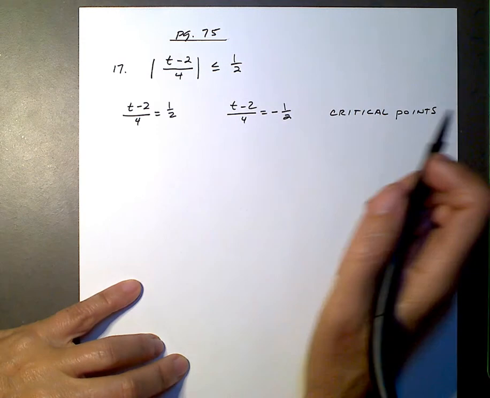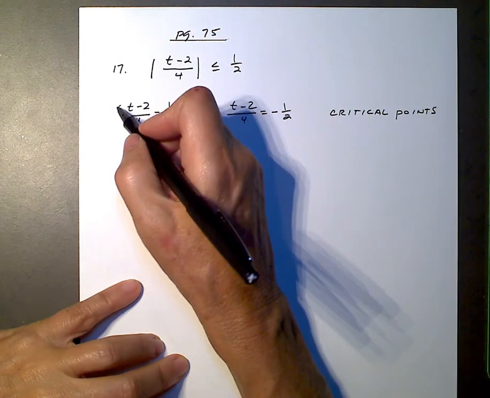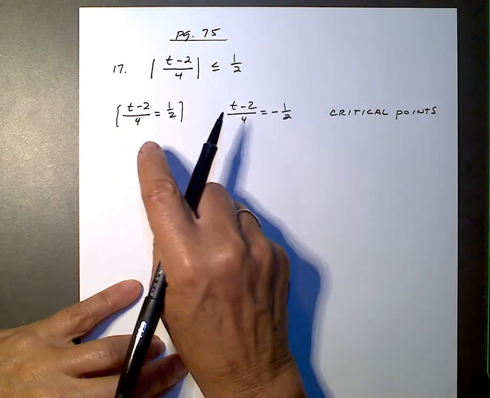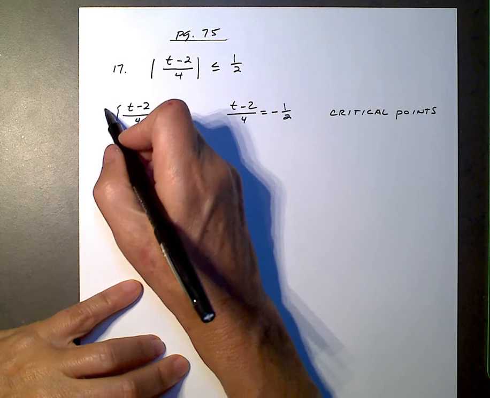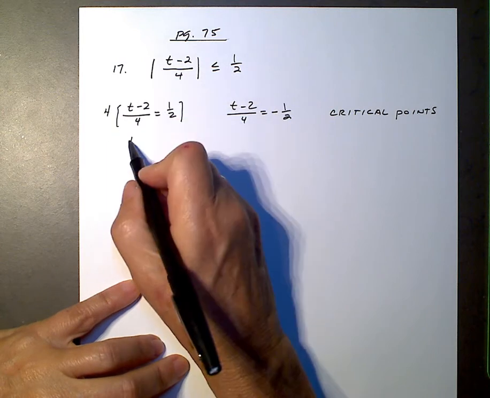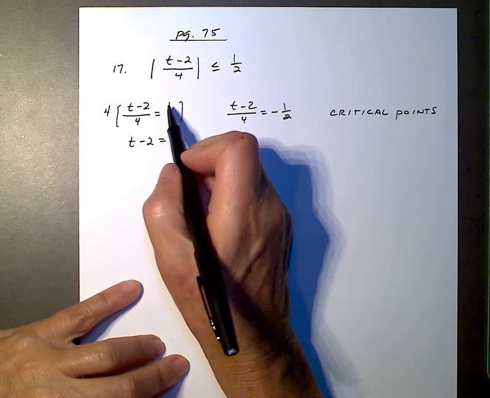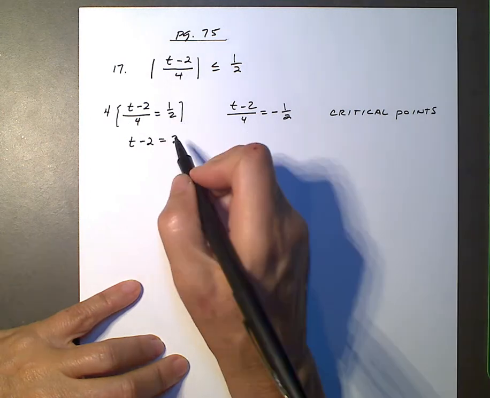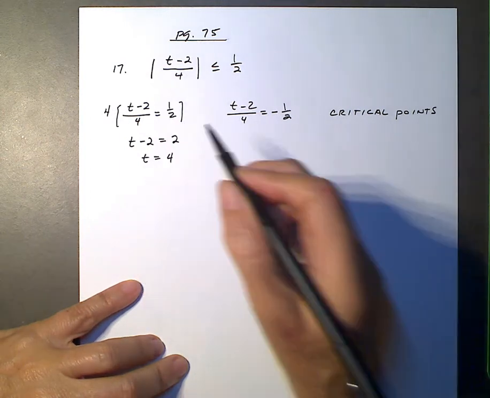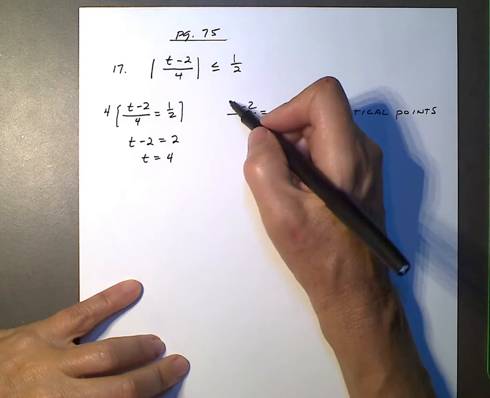Okay, so I will clear the fraction here. The lowest common denominator, 4 and 2, is 4. So I'll get t minus 2 equals 2. So t is equal to 4. That's one critical point. And I'll do the same thing over here.